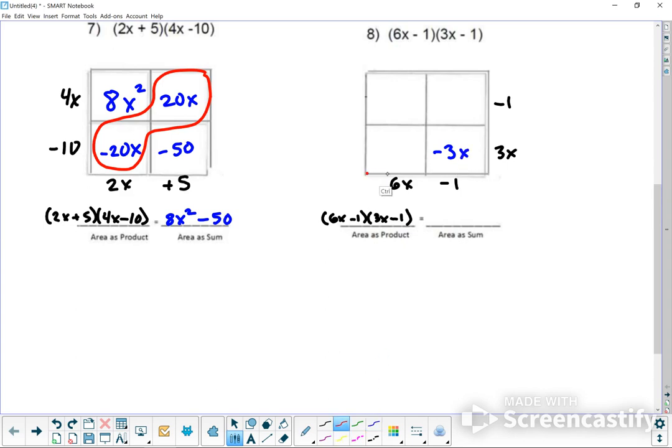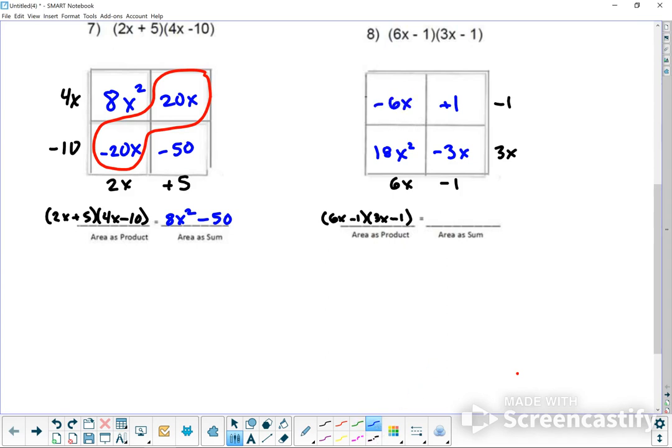This next one here, you're going to go 6x times 3x. So 6 and 3 is 18, and there's 2 x's, so that'll be 18x squared. Okay, this block right here, you got negative 1 and negative 1, which makes positive 1. You put 1 or you put a little plus 1. It's up to you. And this one right here, this top left, you have 6x and negative 1. Go ahead and multiply it together. It's going to be negative 6x.